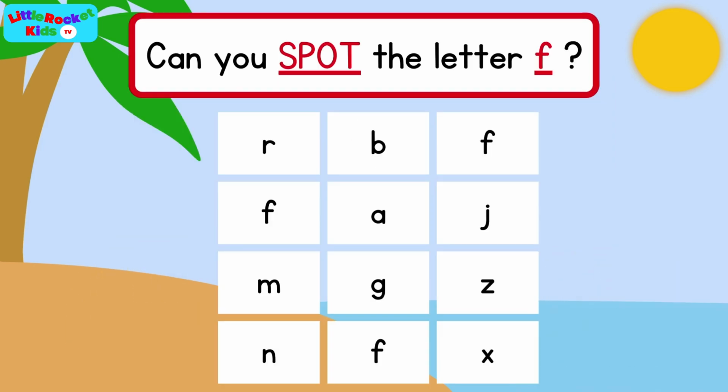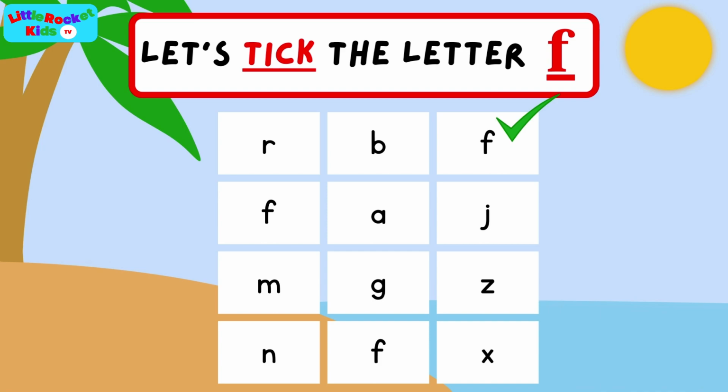Now children, can you spot the letter F in this box? Come, let's find it and tick it together. Okay, that's right. Very good. Can you find more F? Yes. One more small f. Can you see it? Yes, that's right.